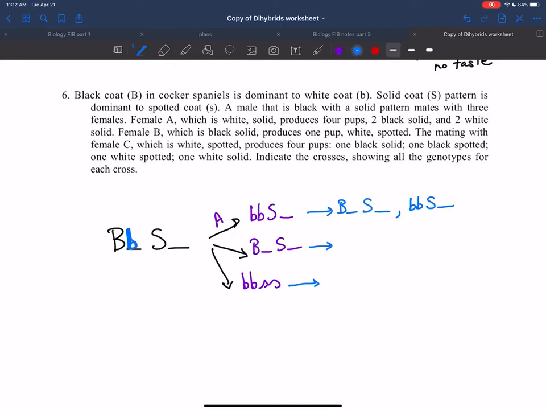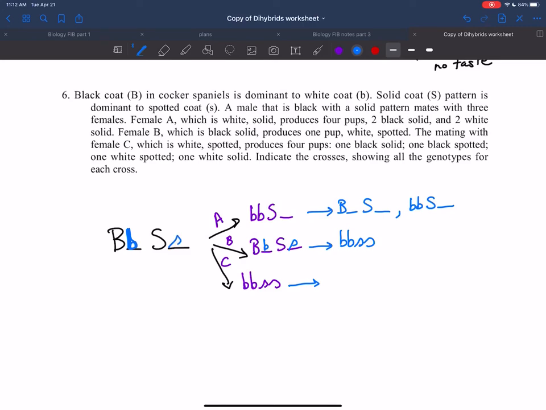So let's look then at female B, which is black solid, and produces 1 pup that is white spotted. So again, when I look at this, 1 little b came from mom, so she has 1. The other one came from dad. 1 little s came from dad and 1 little s came from mom. So I know that both mom and dad are carriers of that little s allele.